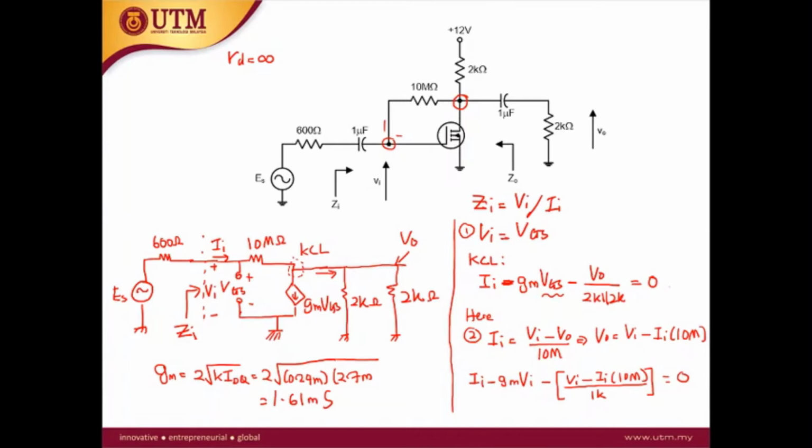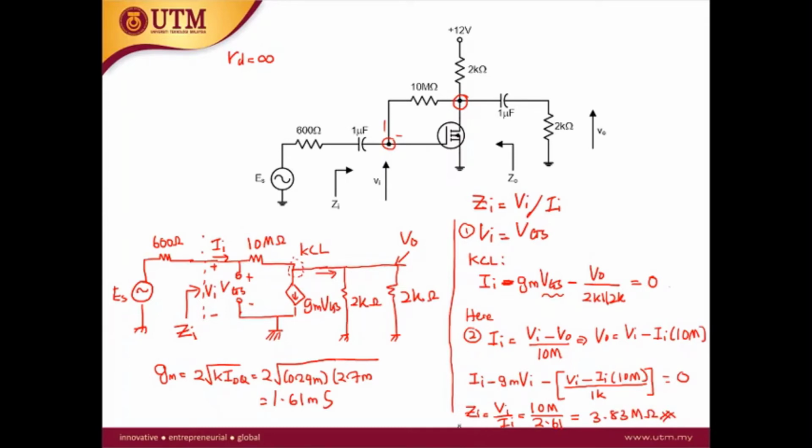Okay, you solve this equation, so you will get ZI equal to VI over II. This will give you the value of 10 mega over 2.61. So this is equal to 3.83 mega ohm. So this is the input impedance.